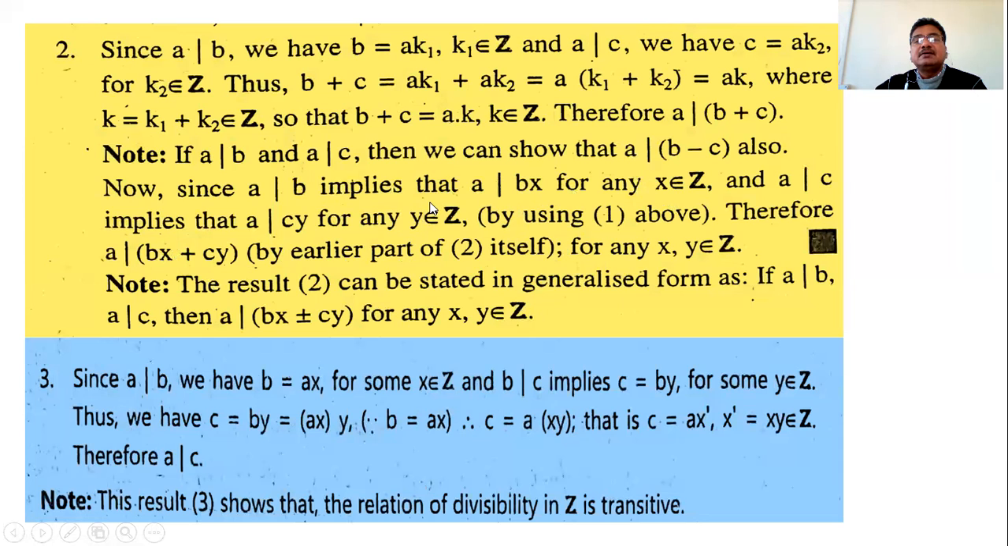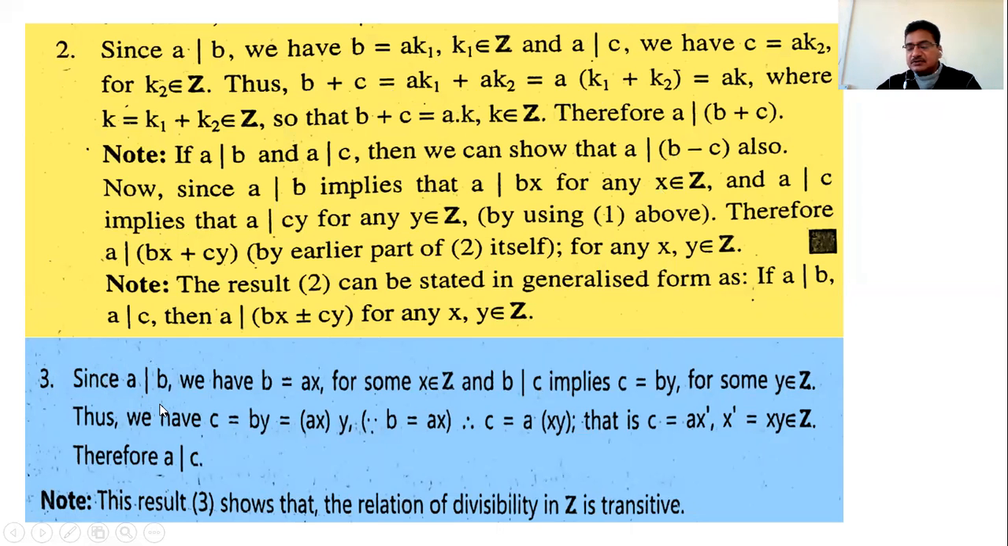Either use this method, or assume A divides B and A divides C. Write the meaning: B expressed in the form AK1, C expressed in the form AK2, and consider Bx plus Cy and express it as A into some integer. Obviously it is expressed in the form A into K1x plus K2y. Indicate that K1x plus K2y is K, and then we say A divides Bx plus Cy. And also we can show that if A divides B and A divides C, then A divides Bx minus Cy. That is, instead of considering Bx plus Cy, consider Bx minus Cy and express it in the form A into some integer.